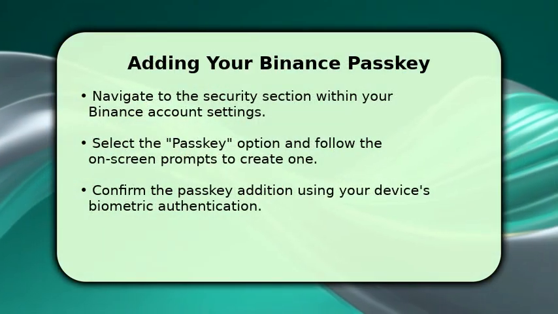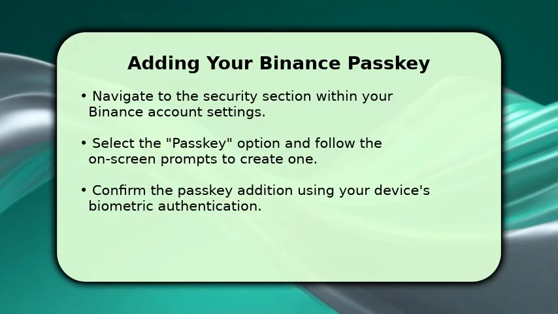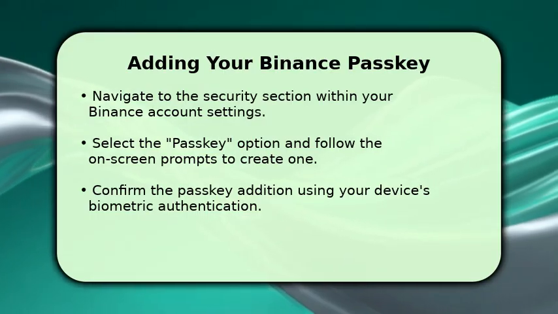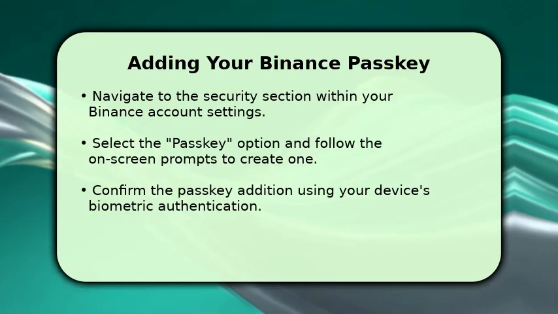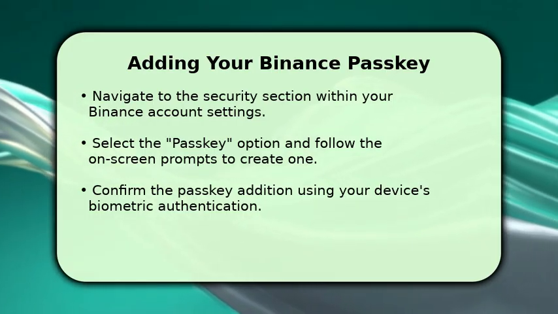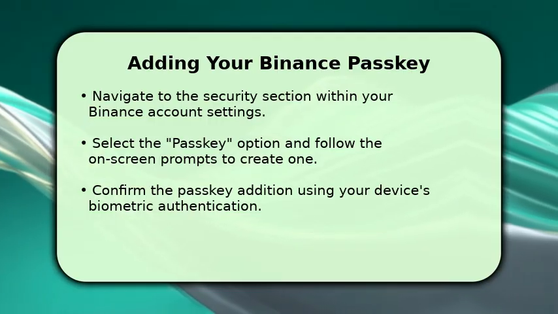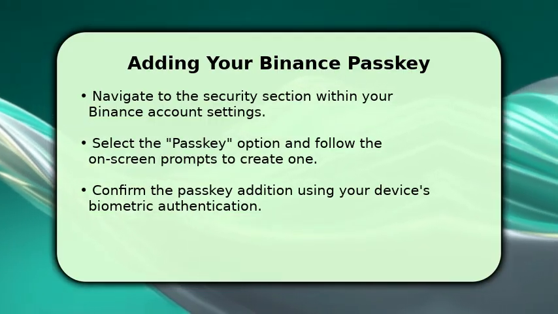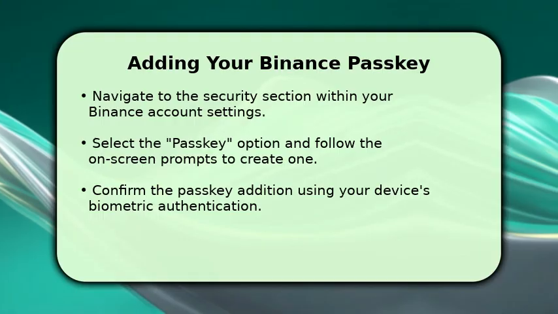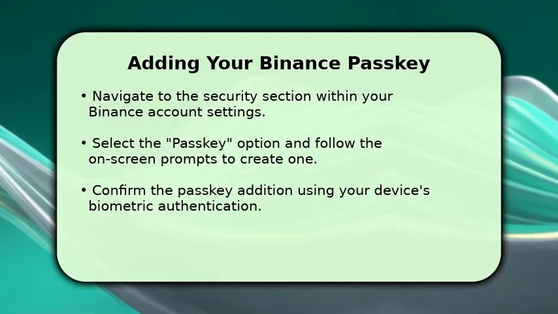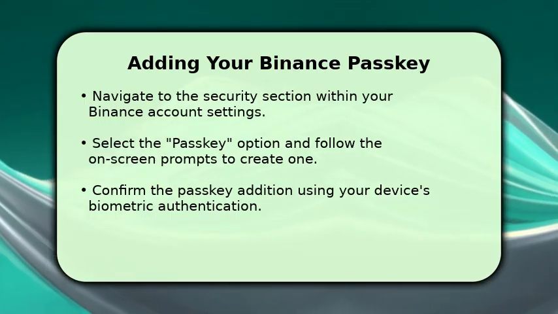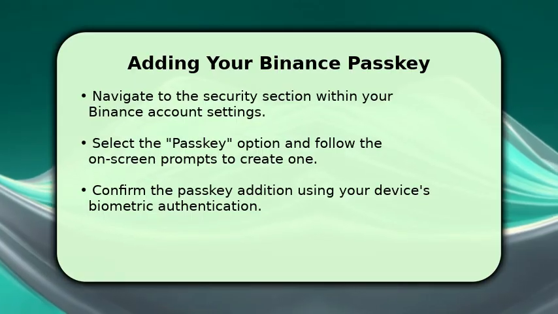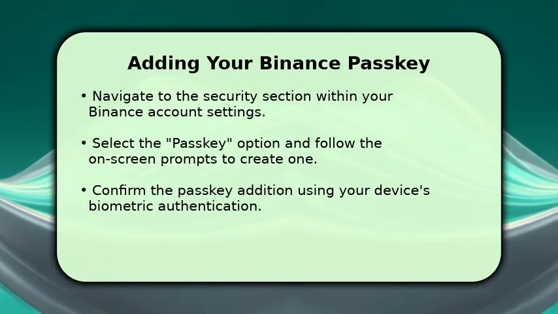To add your Passkey, open the Binance app and go to your account settings. Locate the Security section and then select the Passkey option. Follow the clear, on-screen instructions provided by Binance to initiate the creation of your new Passkey. You will then be prompted to use your device's biometric authentication, such as a fingerprint or face scan, to securely confirm and finalize the addition of your Passkey.